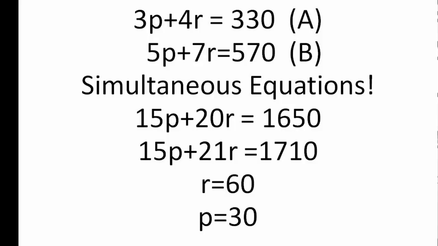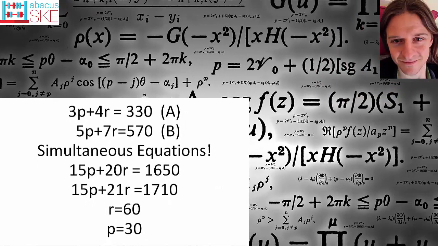I'm not going to go through a very long explanation of how to do this, because I'm sure you're aware of it. Obviously, I've decided to make the coefficients before P the same, and then I've subtracted, finding that R is 60 and P is 30, so we know the cost of a rubber and a pencil. So that's one example of algebra being used in context. I'd like to quickly show you a couple more now.